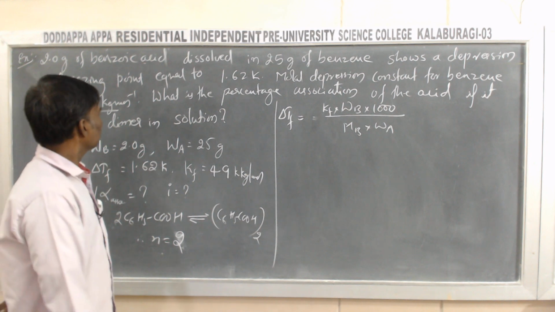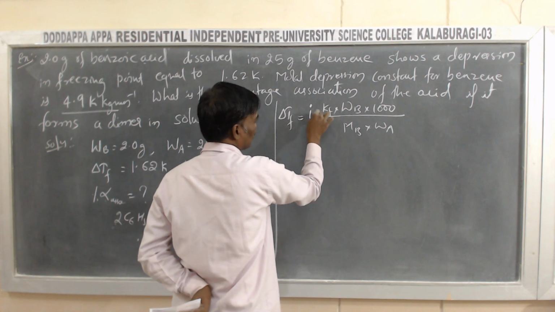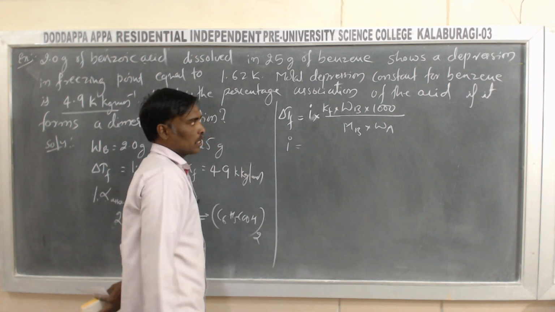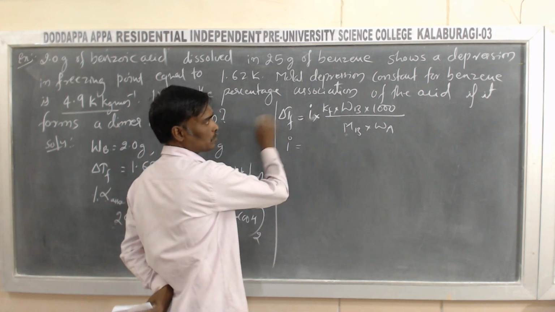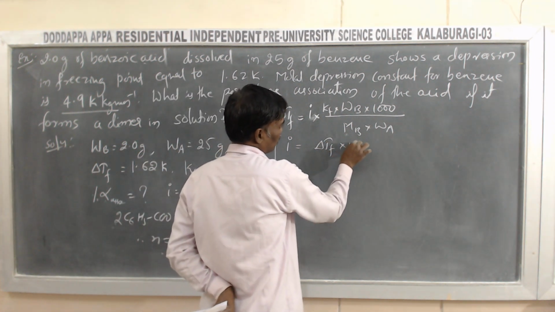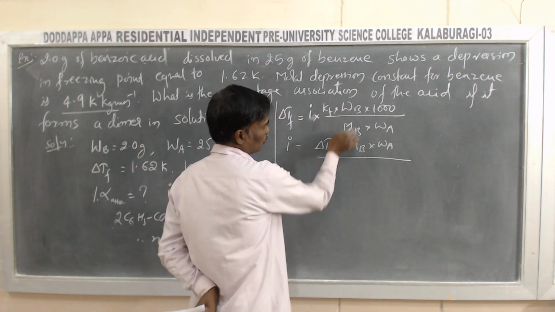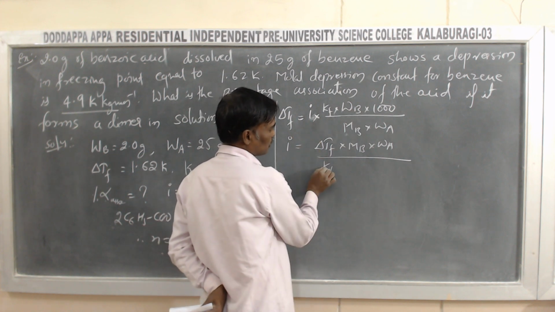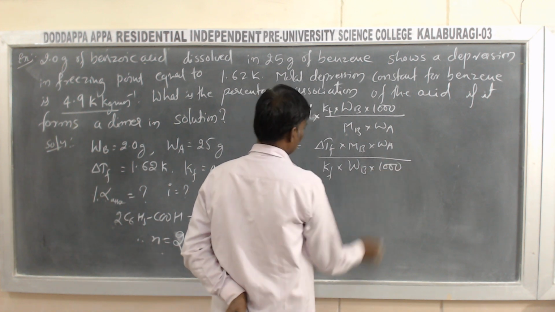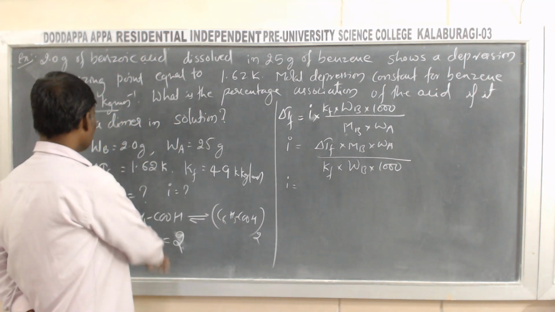Now, this is an electrolyte, so it undergoes association. Therefore, we have to multiply that by i. Okay. Now, to calculate i, rearrange this equation for i. So i is equal to taking all these terms except i on the left hand side. So delta Tf is equal to Mb into Wa divided by, this whole numerator taken on the left hand side, so here we write in the denominator Kf into Wb into 1000. Now substitute all these values in this equation. Delta Tf value is 1.62.